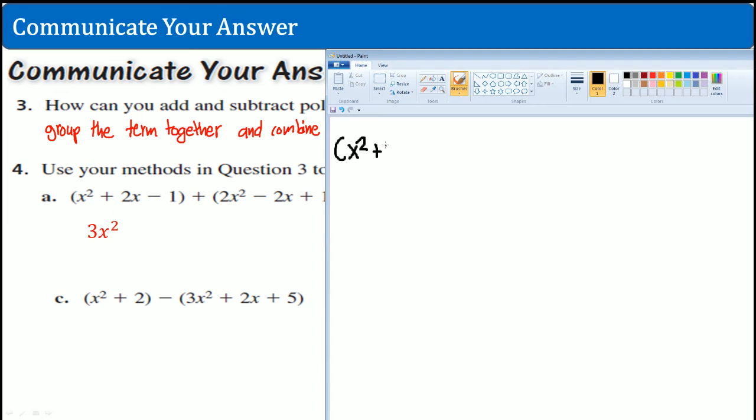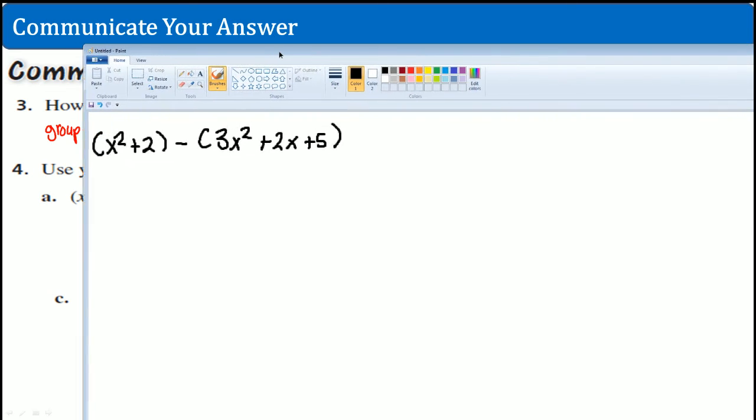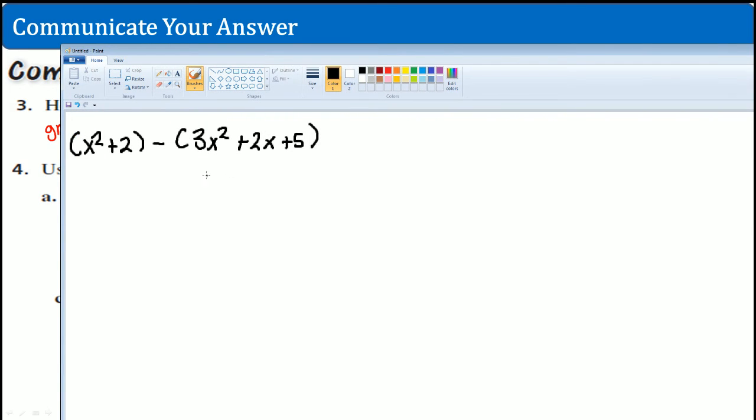X squared plus 2 minus 3x squared minus 3x squared plus 2x plus 5. All right. So a couple of things that we have to do here. First of all, we have to deal with this minus. Remember, it's a negative one that's out in front. What do we need to do? We have to change the sign by distributing it to each term. That's the first term, the second term, and then distribute it all the way here to the 5.